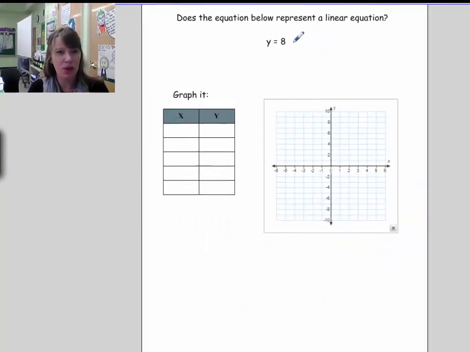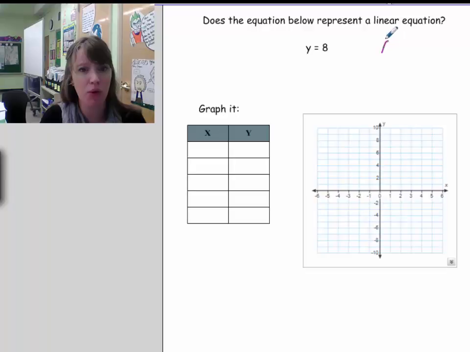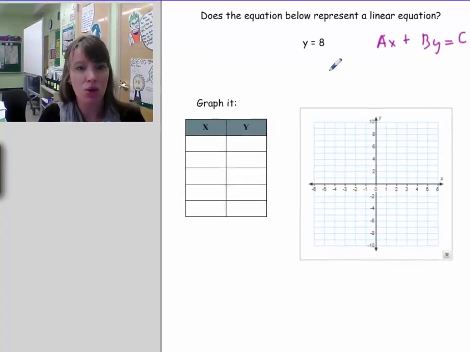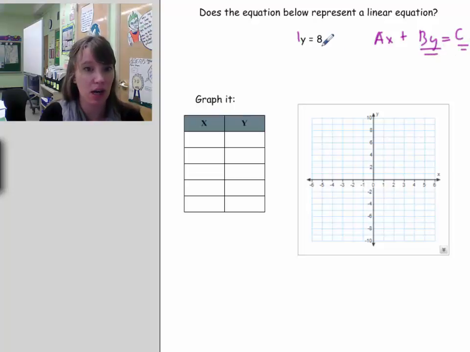Okay, let's look at this equation here because it's a little weird. This is y is equal to 8. Can we put it in the standard form, Ax plus By is equal to C? Can we put it in this form without actually changing its value? Well, first of all, let's put the 1 here for the B. So right now I do have the By, and I actually have the C. That's the constant on the other side. This is my C, and this is my By.